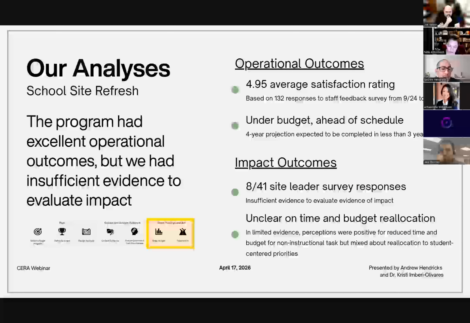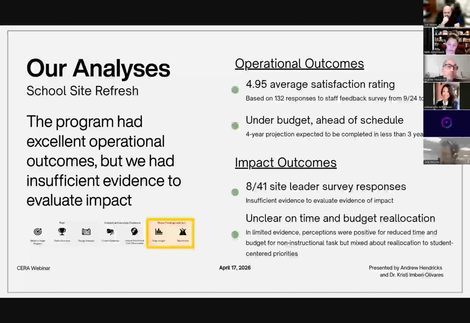And what we found at the end when we looked at the outcomes was basically that the program had excellent operational outcomes. The average satisfaction rating from staff members was a 4.95 out of 5. There was a lot of open-ended feedback about the professionalism of the refresh crew and how patient people were. Really a lot of positive feedback about that. The project was also under budget and ahead of schedule. What initially began as a 4-year projection, because the team became more efficient and understood how to do the process faster and faster, they're actually going to complete in less than 3 years, despite an initial 4-year projection.